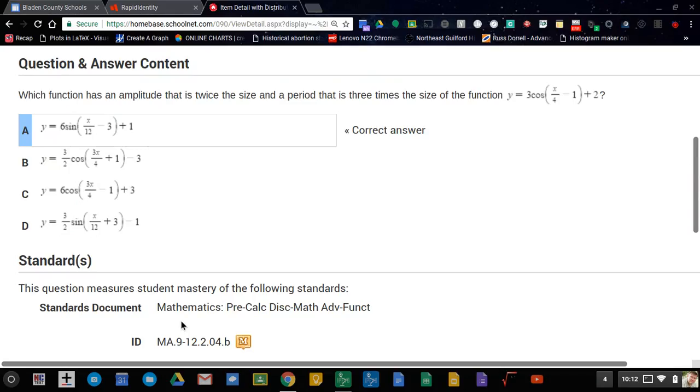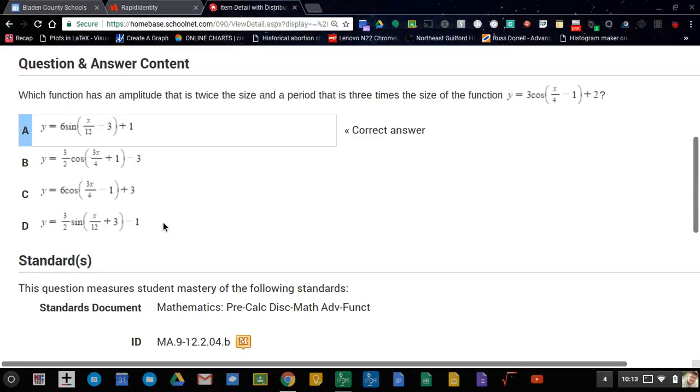If I go back to my answer choices, which ones have a 6 multiplying the function? 2 of them. C and A. So I can automatically rule out B and D as incorrect. And if I didn't know anything else about this problem other than amplitude, I now have at least a 50-50 shot of getting it right. Okay? I don't have to know anything else. Okay? But I want you to know something else about it.